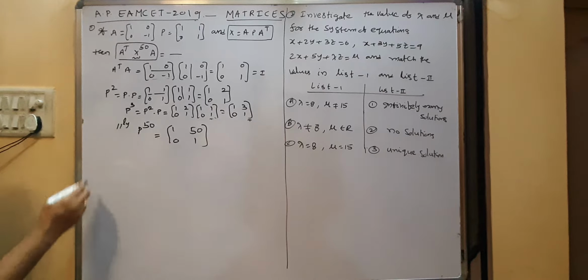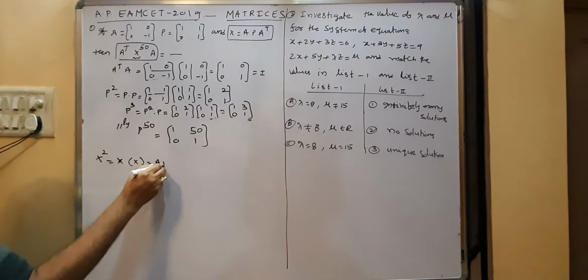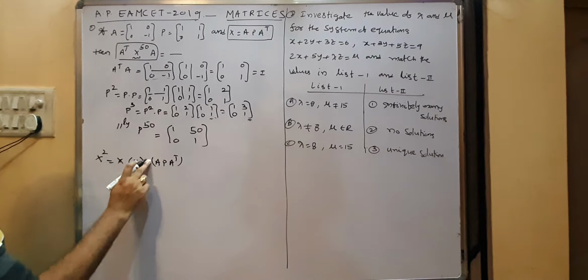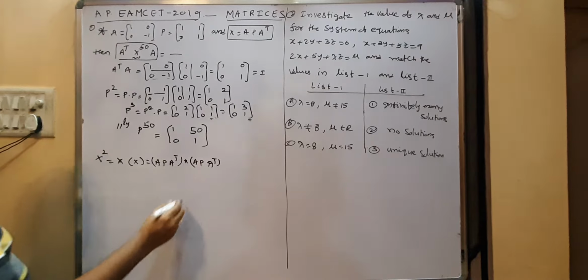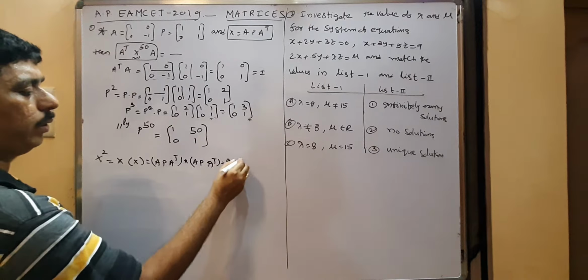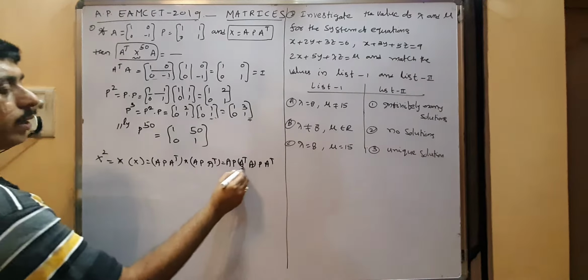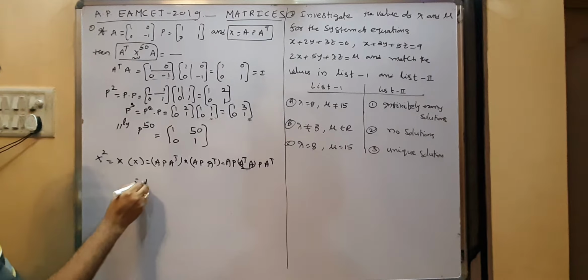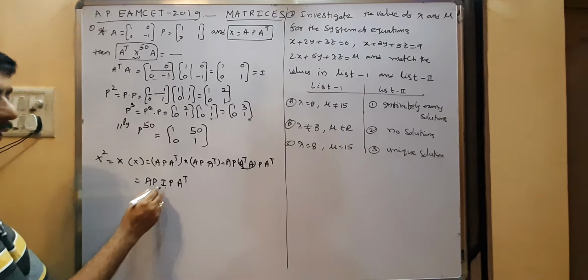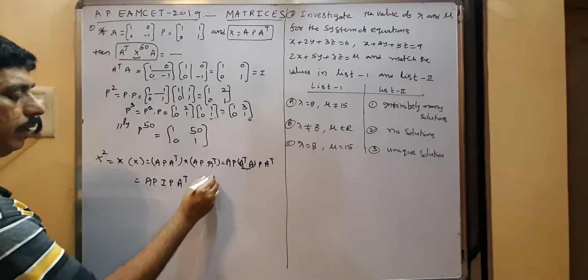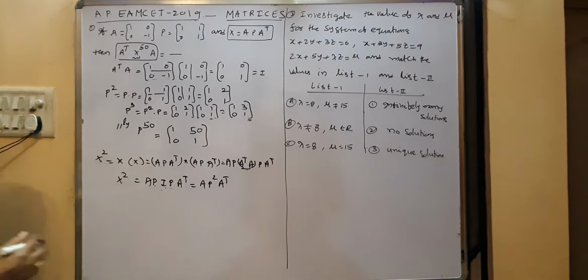So now coming to X square, I will find the X square value, X into X. That is A P A transpose into A P A transpose, which is A into P into A transpose into A into P into A transpose. A transpose into A, you got it, is I. P into I, P into P, P square. That is A P square A transpose. This is X square.